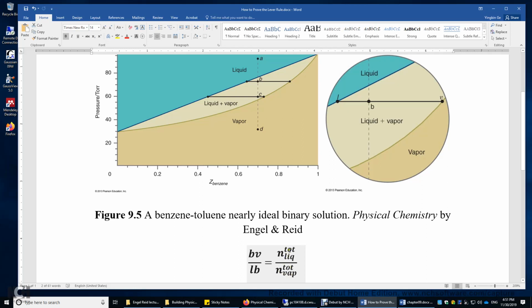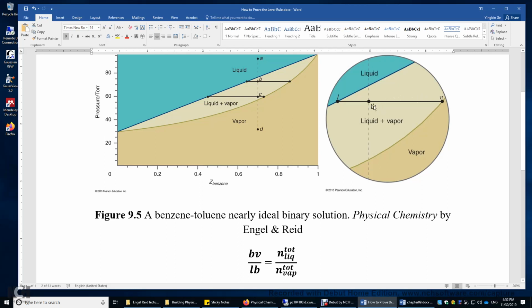This TOT means total. That's the number of moles of benzene plus the number of moles of toluene in the liquid phase. On top. On the bottom, we have the number of moles of benzene and the number of moles of toluene in the gas phase. And this is called the lever rule. So we'll prove this. First, we need to know that, again, L, B, V are the mole fractions of benzene in the liquid phase, in both phases, and in the gas phase.